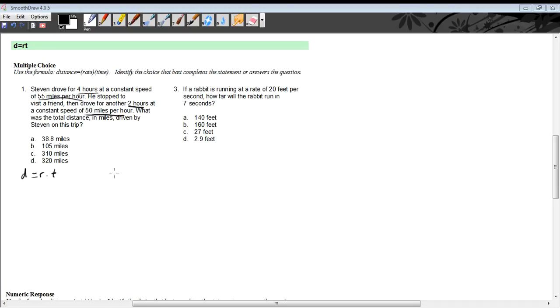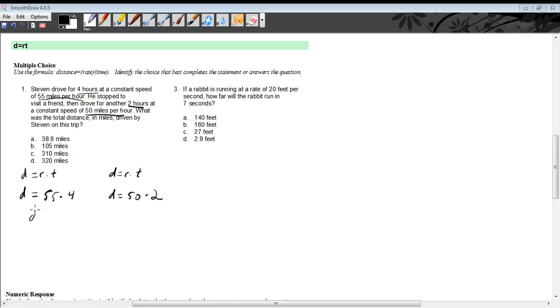And the next part, we're going to use the same formula again, but this time he drove for 2 hours at 50 miles per hour. So we don't know what the distance is. That's what we're trying to figure out, the distance of each. And then we're going to add them in the end. But we do know the rate. So the first part is 55 miles per hour, and the time was 4 hours. And then the second part, the rate was 50 miles per hour, and the time was 2 hours.